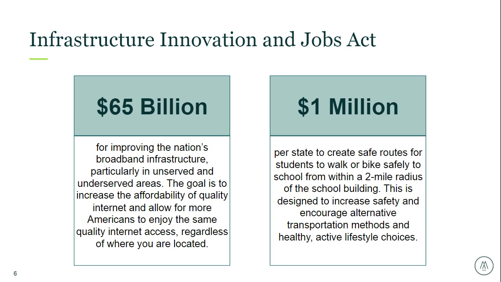The bill also dedicates $1 million per state to create safe routes for students to walk or bike safely to and from school within a 2-mile radius of campus. This is designed to increase safety and to encourage alternative transportation methods, as well as healthy, active lifestyle choices.